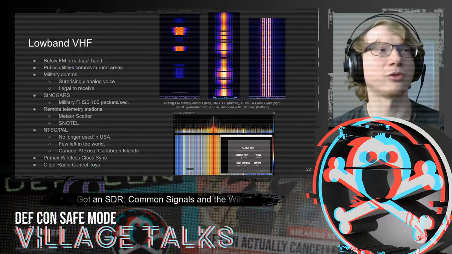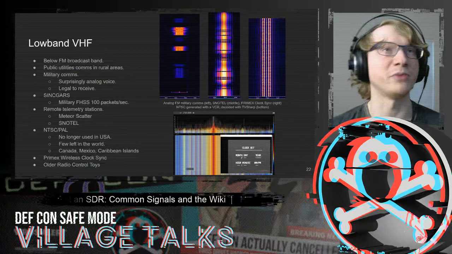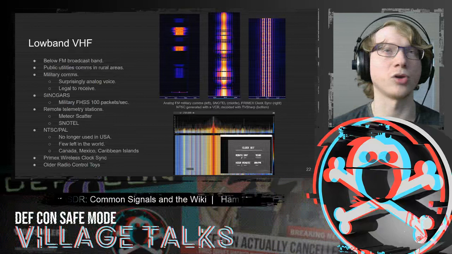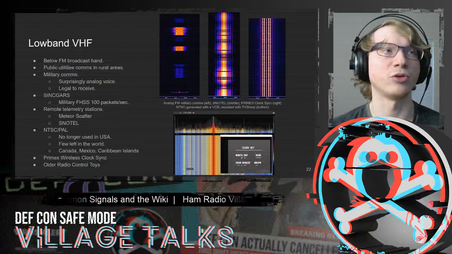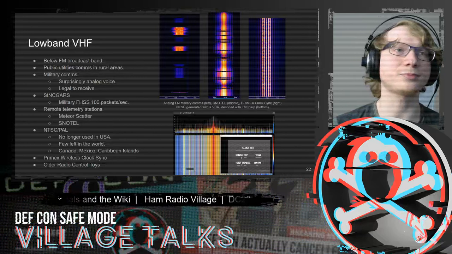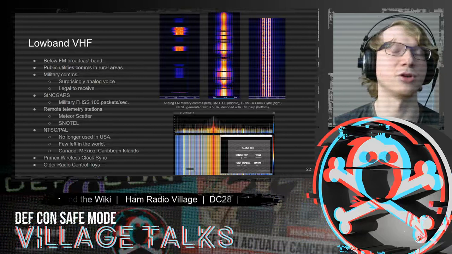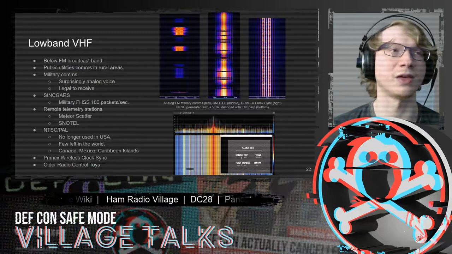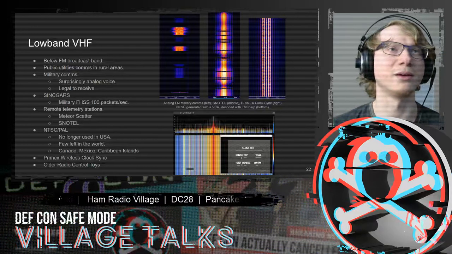There's also remote telemetry stations that use meteor scatter propagation, like SNOTEL. SNOTEL is that image in the middle, which is snow telemetry. They have stations up in the mountains, and when a meteor comes through, the signal will get received, hopefully, from the ionization trail. The signal can bounce off of that.